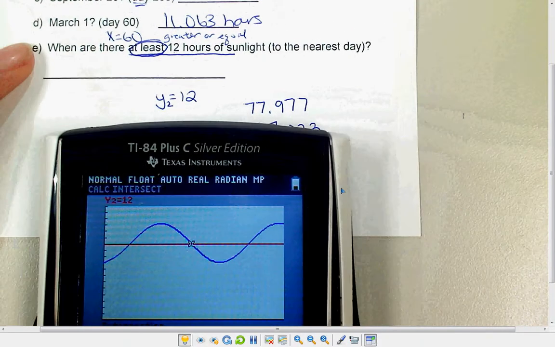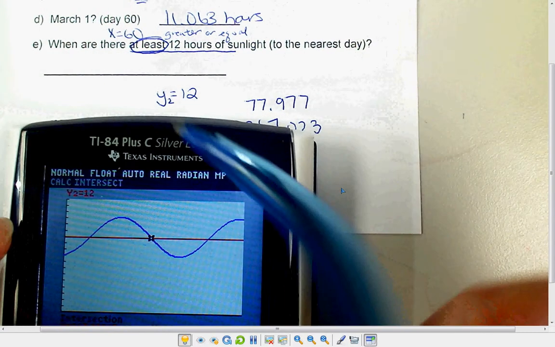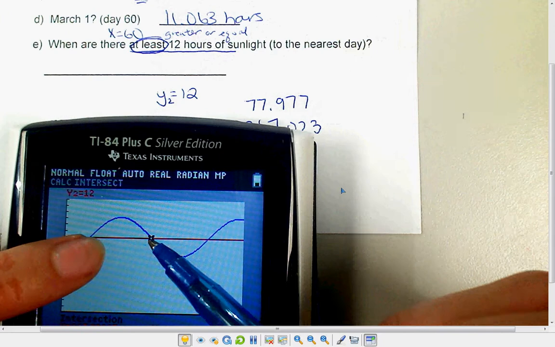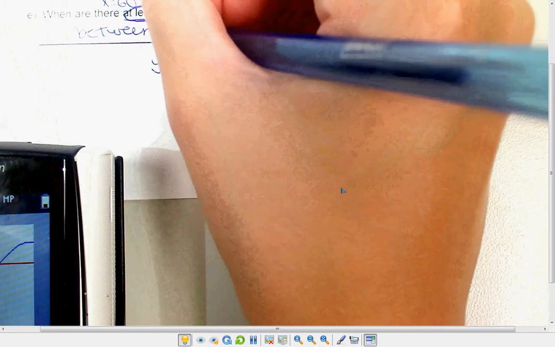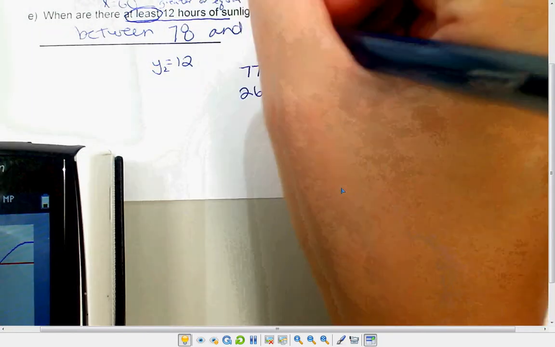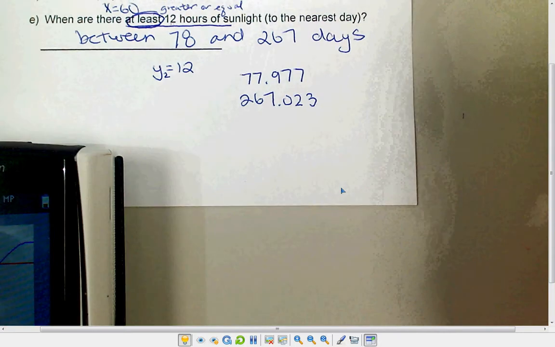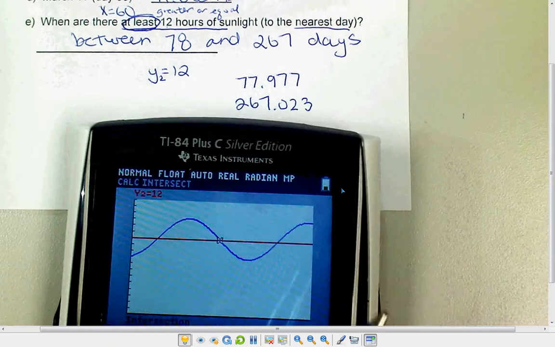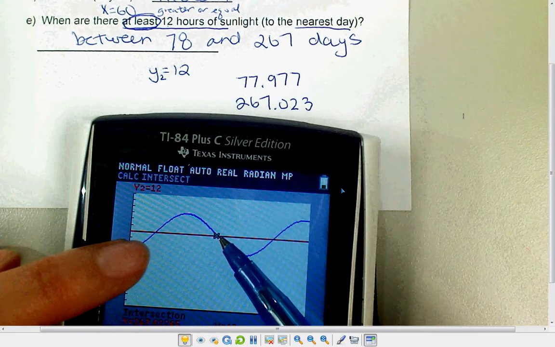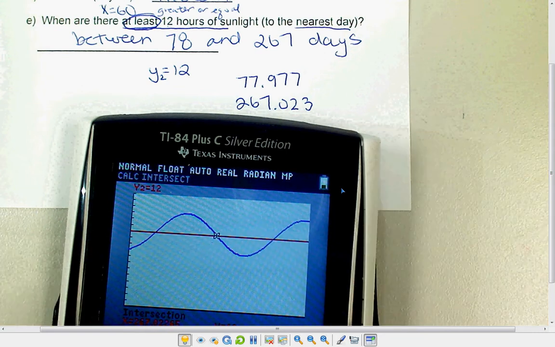And so the question is asking when are there at least 12 hours, so when is it more than that? It's going to be more than that in between these 2 points. So between 78 and 267 days. Because it says to the nearest day, that's why we're rounding it to the nearest whole number. So yeah, between these two is when it's going to be greater than or above this line, which represents 12 hours of sunlight.